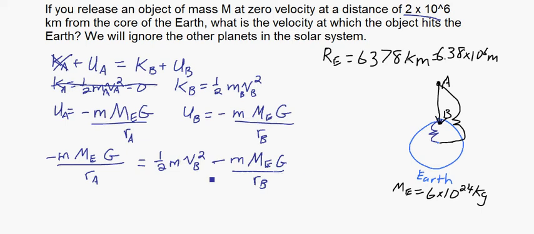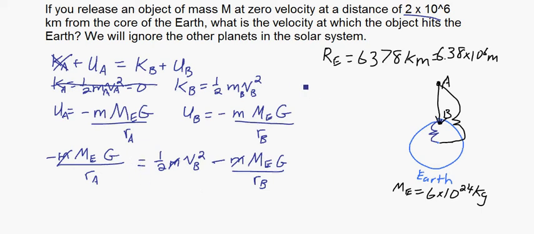All right. First thing you should notice: M, M, M. You can cancel all those out. The mass of the object doesn't matter. That's very important here. The mass of the object does not matter on its velocity when it gets to point B. That's very, very helpful here. Everything else we know, or is a constant.